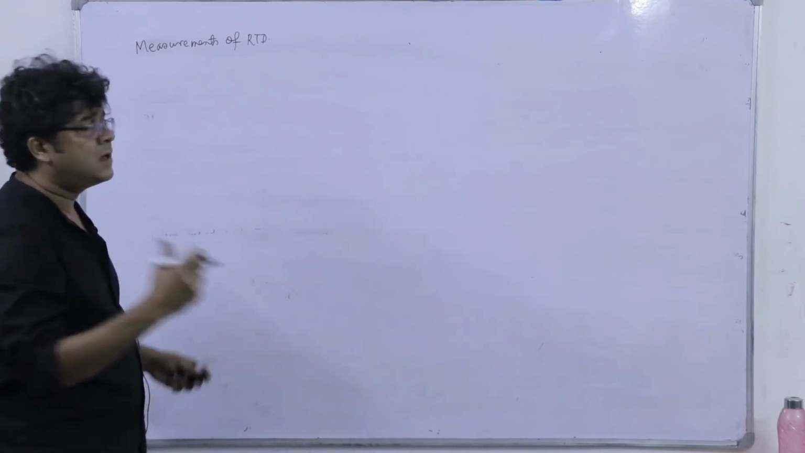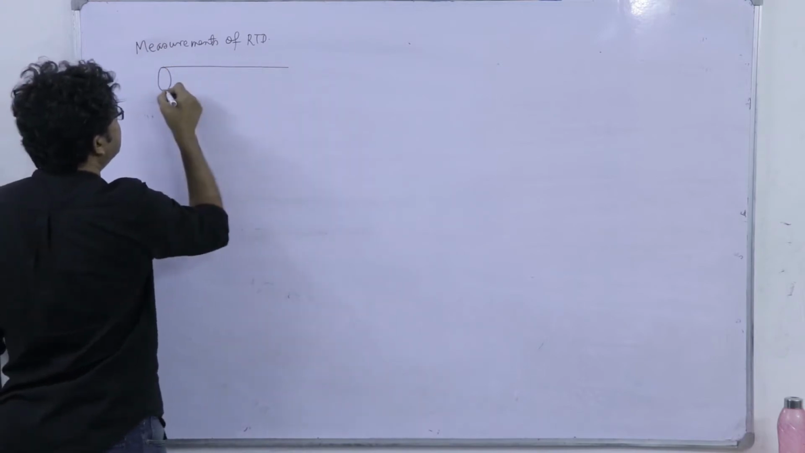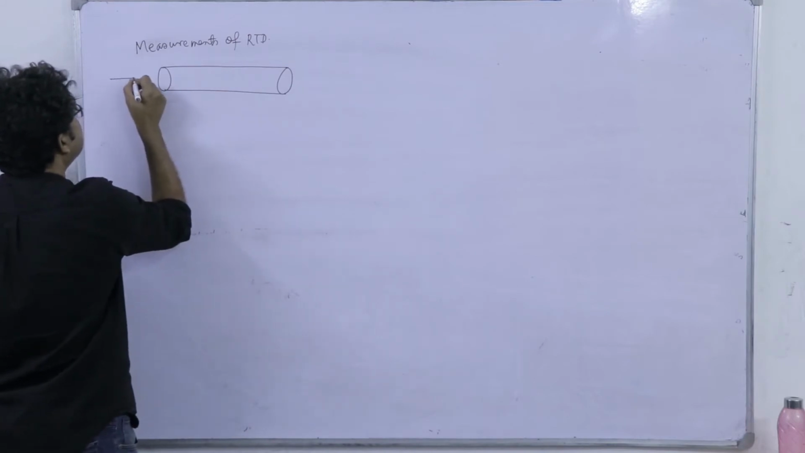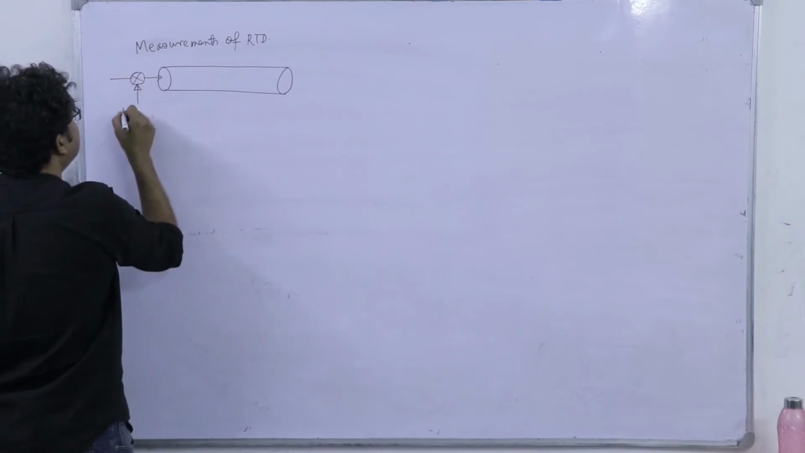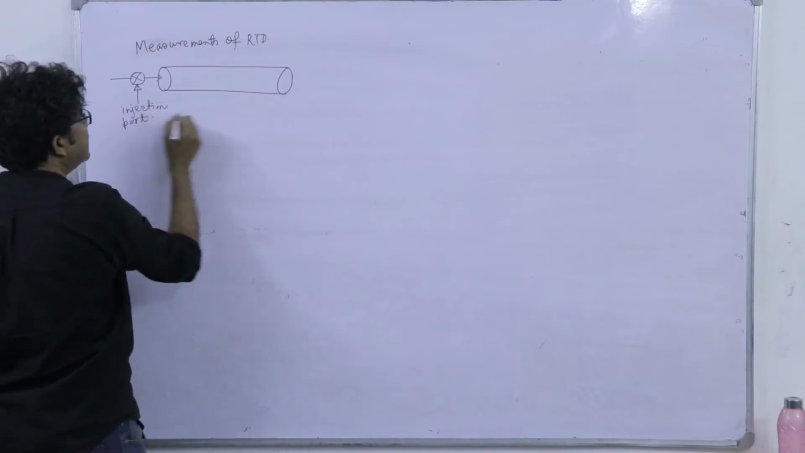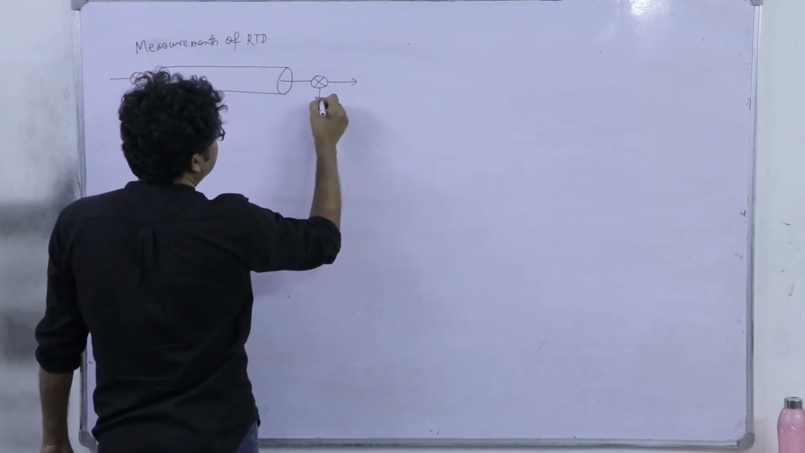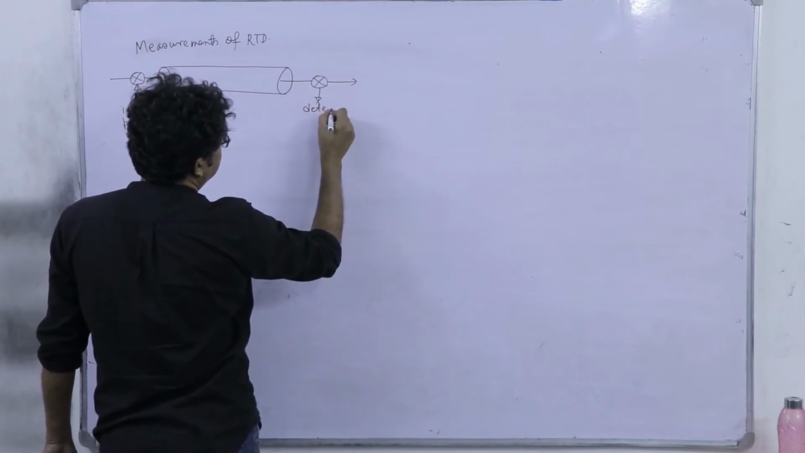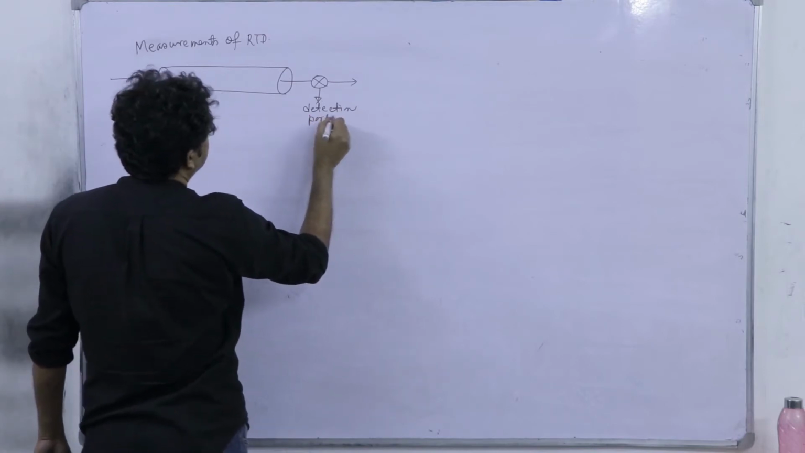Actually, I have mentioned that we have to inject the tracer. So, if I have a reactor, anything, an injection port, and here we must have a sampling facility from where we can detect that. So, we call it a detection port, and this is the reactor.